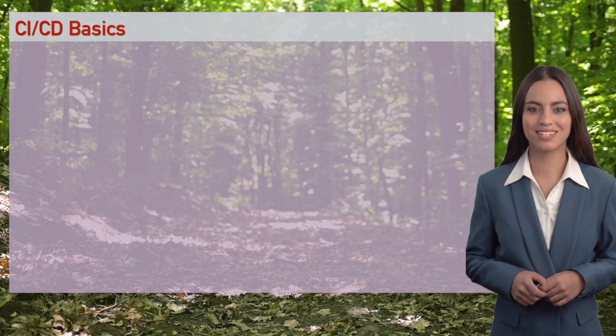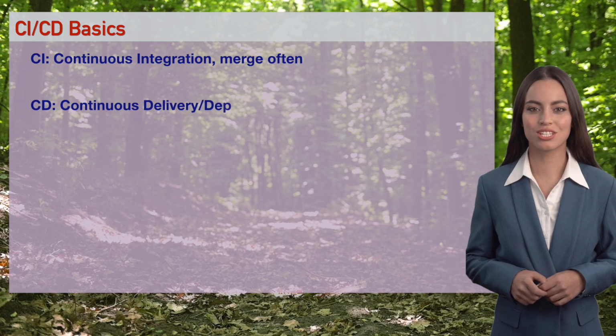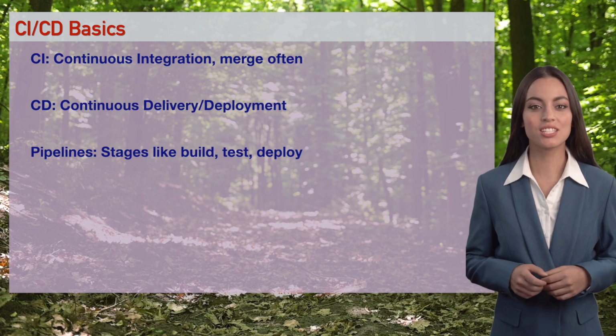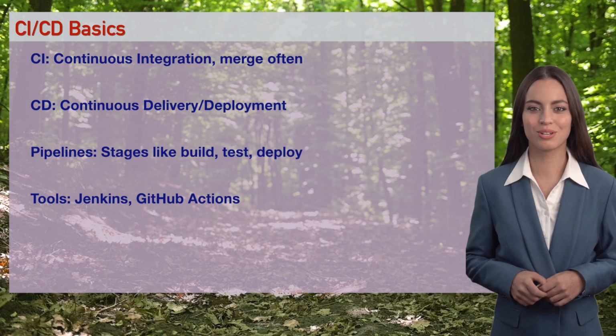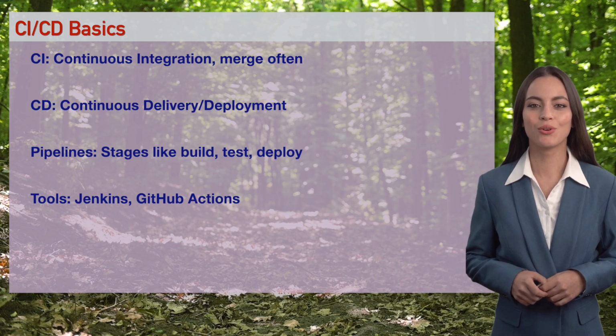CI/CD basics expanded. Continuous integration, CI, merges code changes frequently, running automated tests to catch issues early. Continuous delivery, CD, extends to automated releases ready for production, while continuous deployment auto-deploys on pass. Pipelines define stages: build for compilation, test for validation, deploy for rollout. Tools like Jenkins for orchestration or GitHub Actions for repo-integrated workflows streamline these.